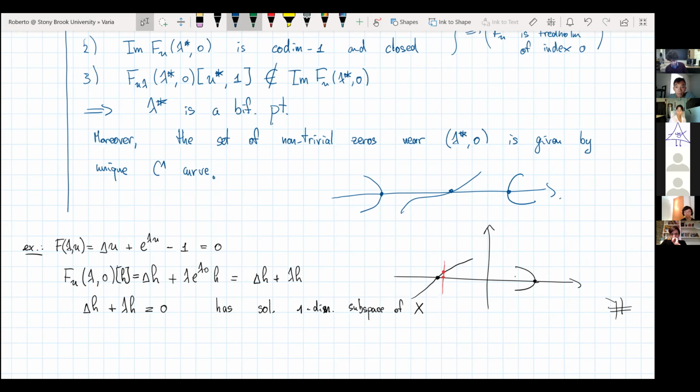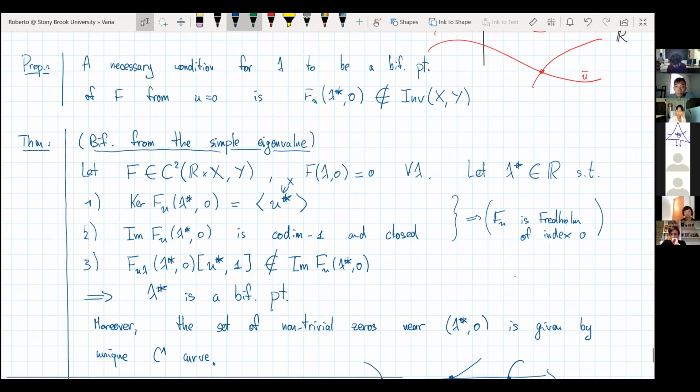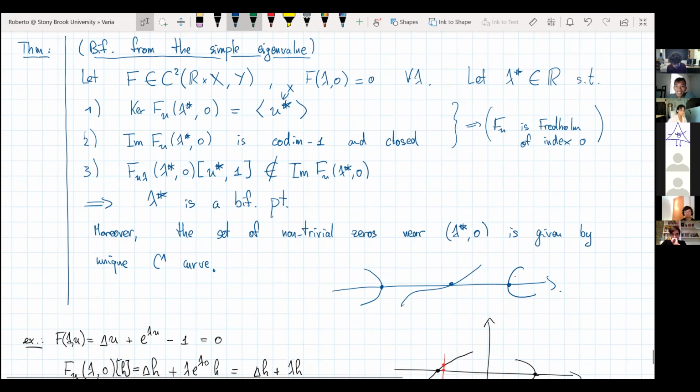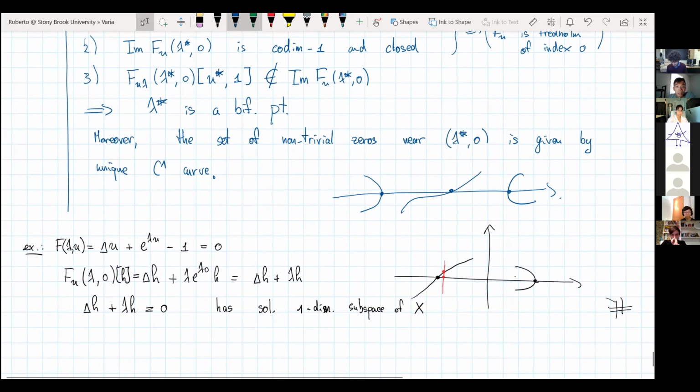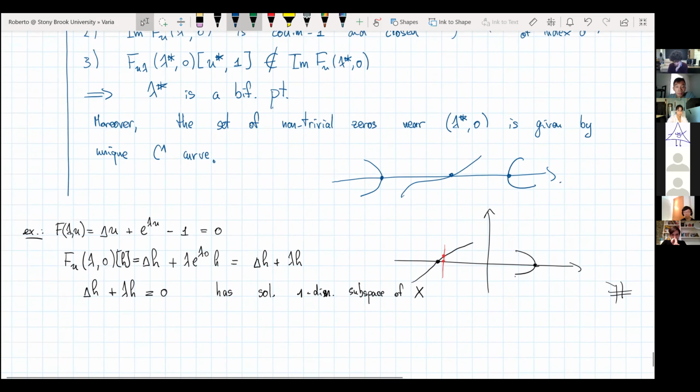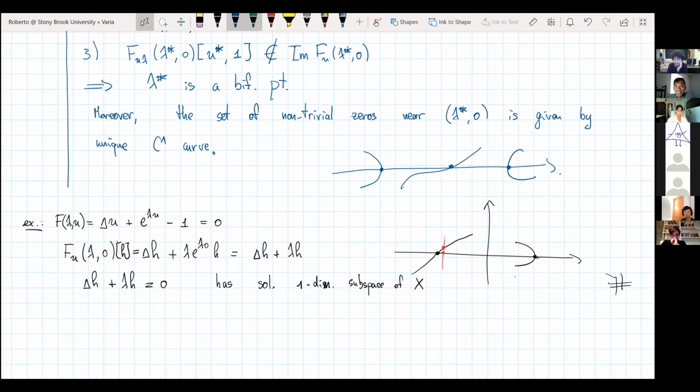Okay, so I'm not sure I understand your question. What can be dense? Is the set of all bifurcation points of... Oh, the set of bifurcation points. I don't know. That's the honest answer.